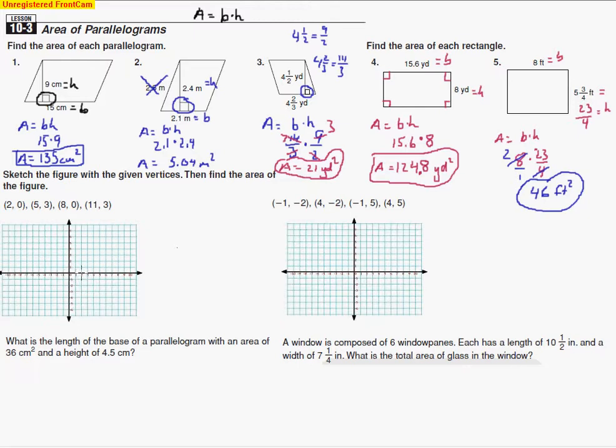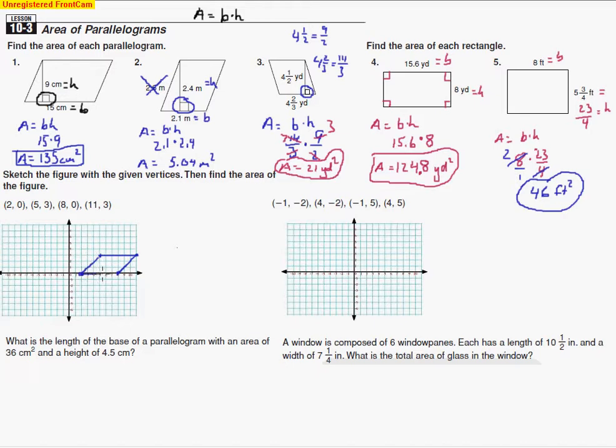So (2, 0), got that point. (5, 3), so over 5 spaces, and then up 1, 2, 3. And then (8, 0), so we go over 8 spaces, up 0, and then (11, 3), so up 1, 2, 3. And so there's our figure. It looks like a trapezoid, or not trapezoid, but parallelogram. And so we've got our parallelogram.